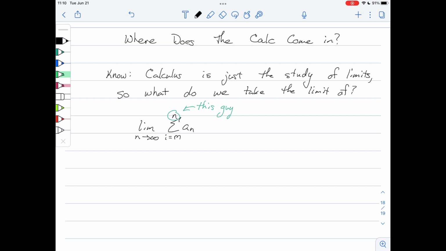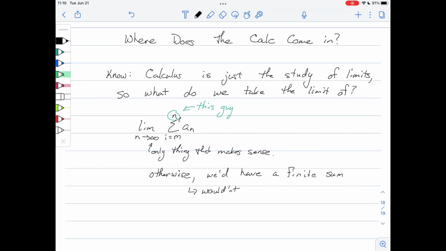Now, I want you guys to pause the video just for a second and think about why taking the limit as n goes to infinity is the only limit that makes sense. So the reason is, if we just take the limit as n goes to any number, we just end up with a finite sum, and we wouldn't need calculus. So infinity is the only thing that we can actually take the limit of that makes sense, and we would need calculus for.